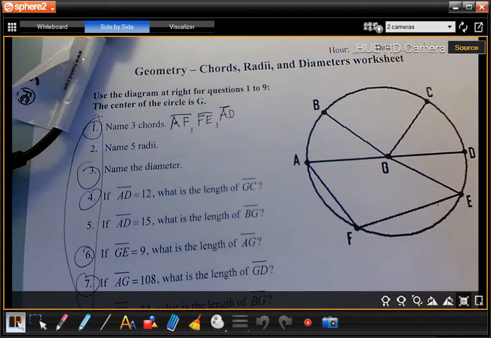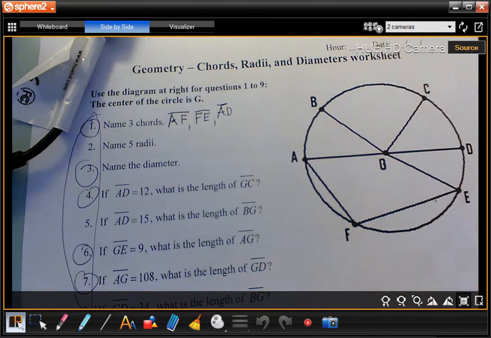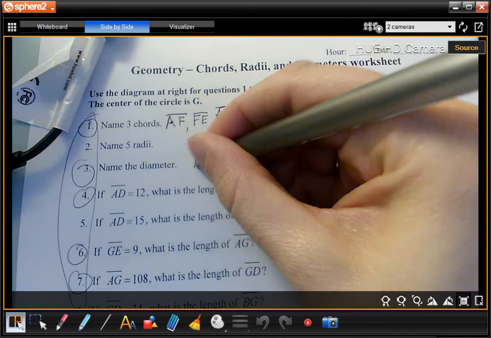Now remember, none of these are the radii for chords. A lot of people want to say something like F to G. There should be no G included in any of these when we're talking about chords. Okay, diameter we've already talked about. That's A to D. It's that chord right there.